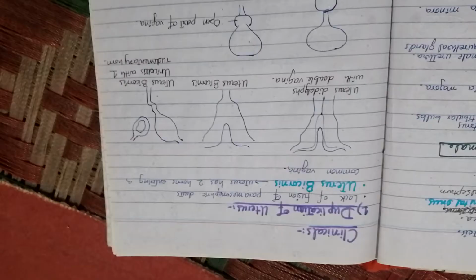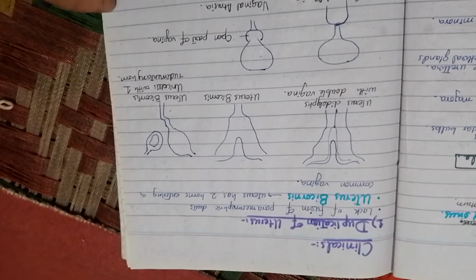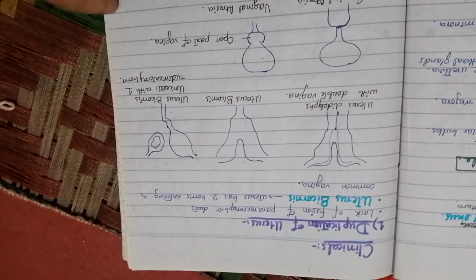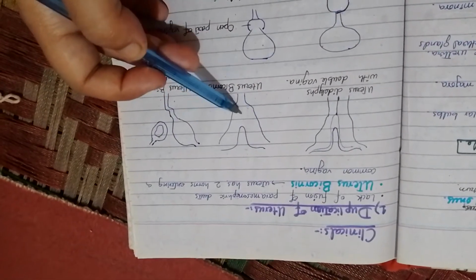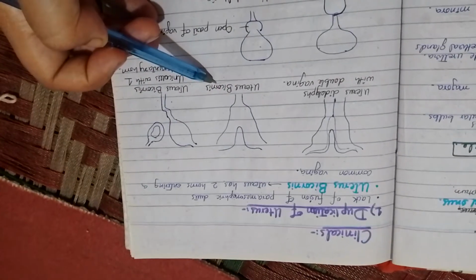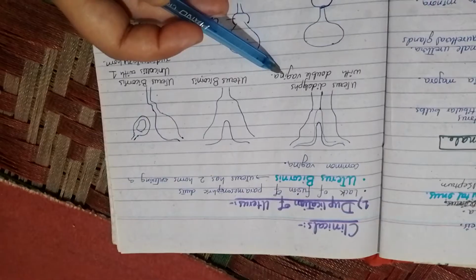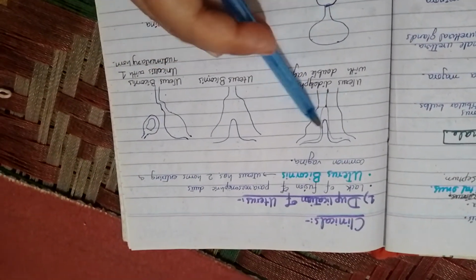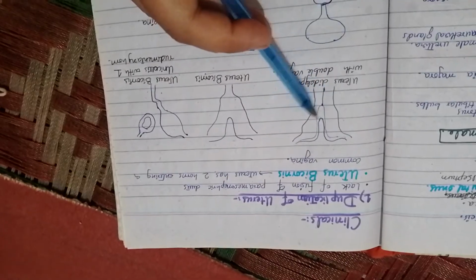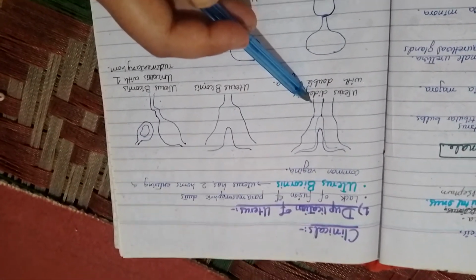The first is the uterus bicornis, in which the uterus has two horns entering a common vagina. You can see I have drawn the uterus bicornis. These are the two horns entering a common vagina. Also, there is uterus didelphys with double vagina. Uterus didelphys means there are two vaginas and two uteruses. These are the two uteruses, and there are two vaginas. This is also due to the lack of fusion of the paramesonephric ducts.